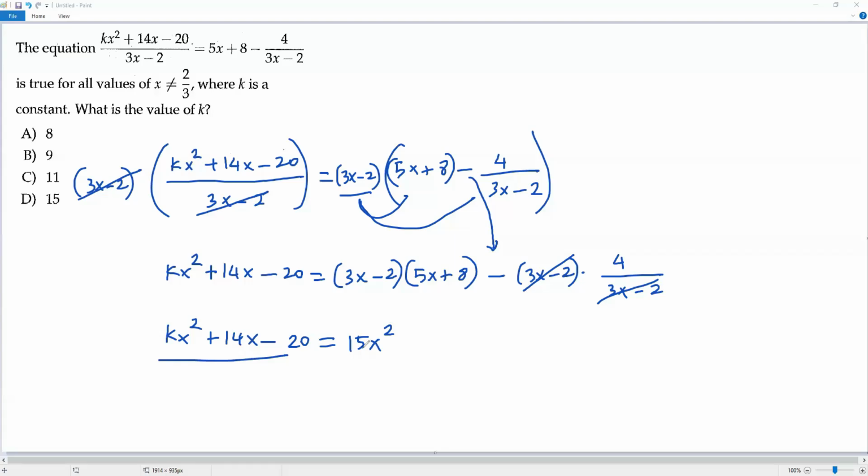Now, since the expression on the left and the expression on the right are equal, we can equate the coefficients of x². The coefficient of x² on the left side is k. The coefficient of x² on the right side is 15. So finally, I got the value of k, that is 15. The correct answer choice for this question is option D.